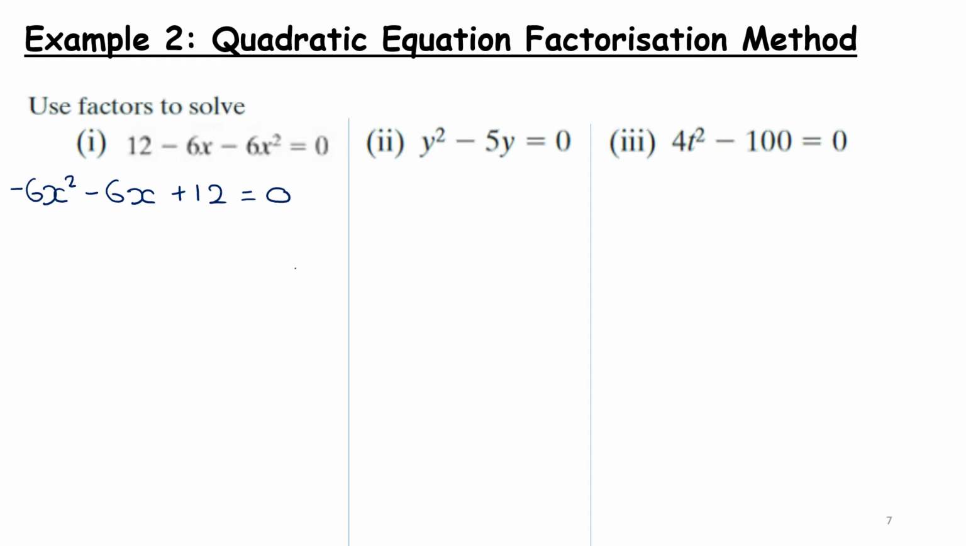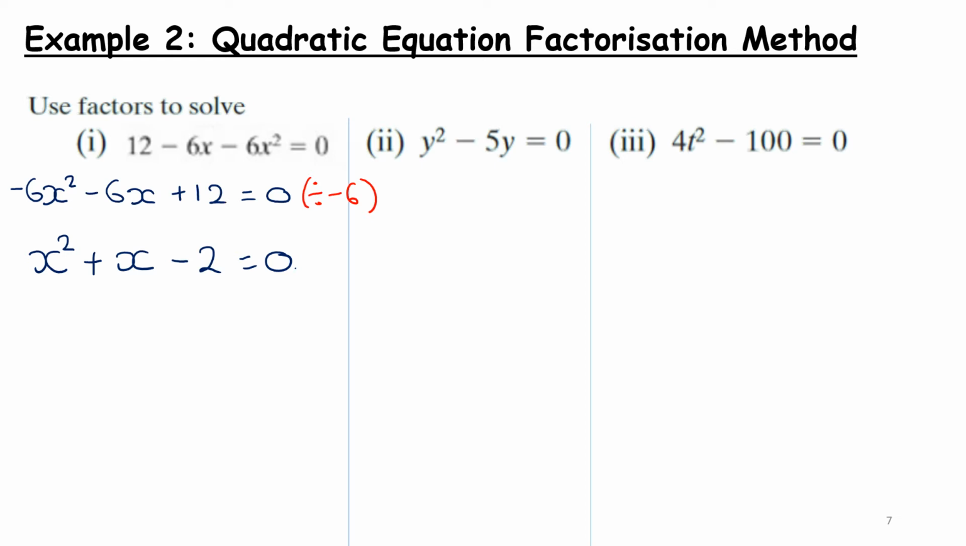So not only are the signs a problem for me, I've noticed that there is a 6 that could be divided into all terms. So I'm going to divide by minus 6. Minus 6 divided by minus 6 leaves 1, or simply x squared, plus minus 6 divided by minus 6, again 1, or just x, and then I've minus 2 equals 0. So what I've actually done is completely simplified my equation.